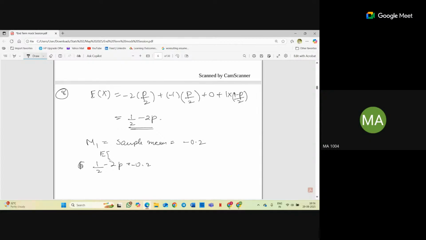So that means my expectation of X will be equal to my sample mean. If you equate this, my P will be equal to what?